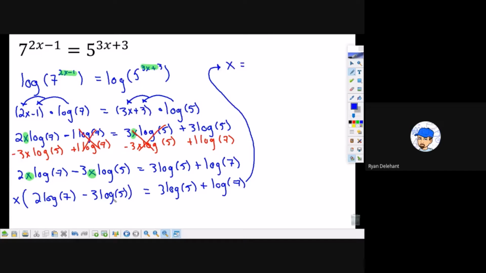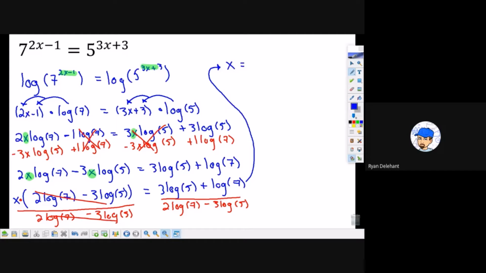How do I get rid of this expression on the left side? I don't want it on the left side anymore. I want it on the right side because I want x by itself. This is a multiplication. What's the opposite of multiplying? Dividing. So I have to divide all of this out. And it's going to cancel over here and leave me with just x. It's going to appear over here. 2 log 7 minus 3 log of 5.